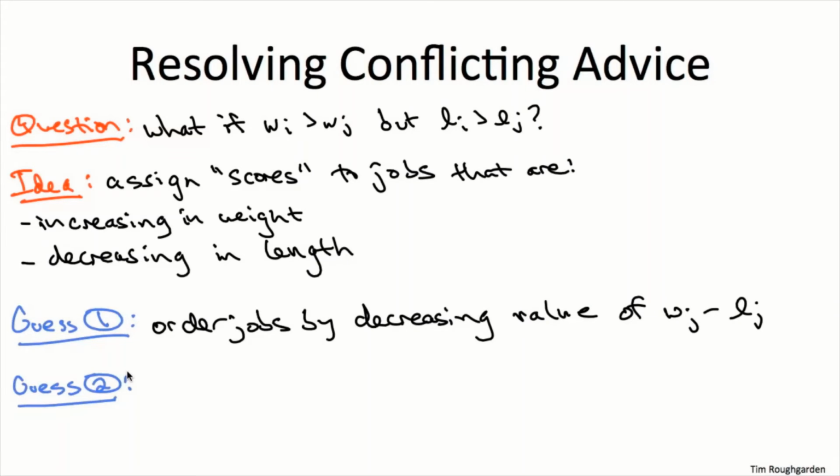And if you're going to use a ratio and you want it to be increasing in weight, decreasing in length, then the sensible ratio to use is the weight of a job divided by the length of a job. It is, of course, possible that you have ties for either one of these scoring functions, so let's just allow ties to be broken arbitrarily.